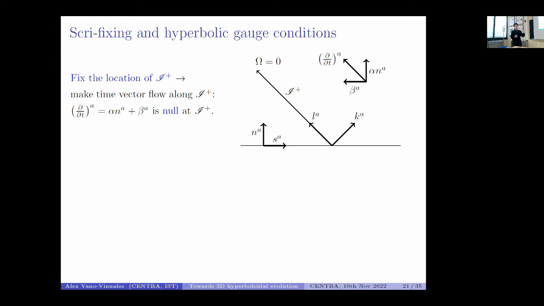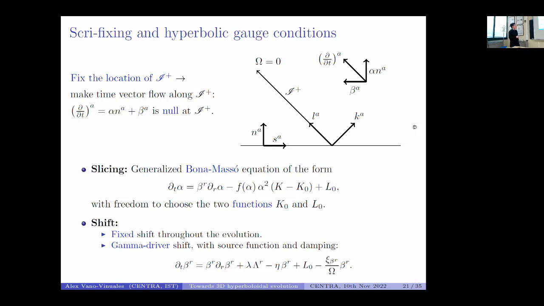That's why what we want is to place scri at the limit of our numerical domain, so that we don't need to impose boundary conditions. And that we do by making the time vector flow along null infinity. That's achieved with the shift vector basically. And on top of that, I need to specify how my lapse and my shift behave in time. We need this to complement the evolution of the Einstein equations.